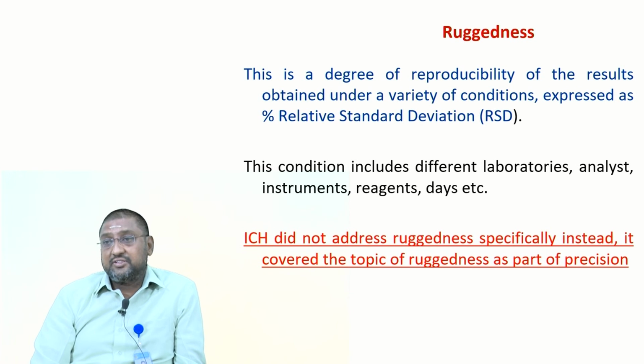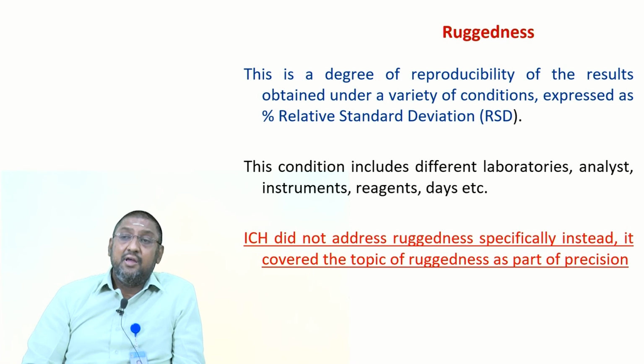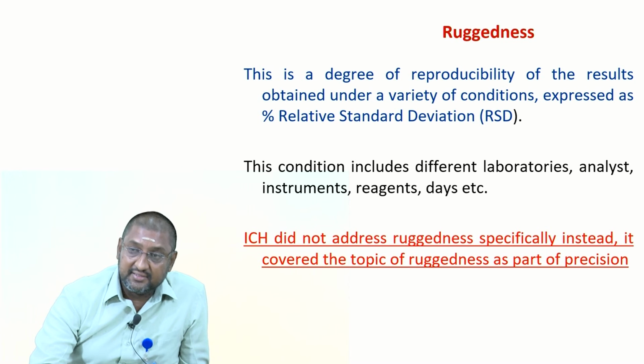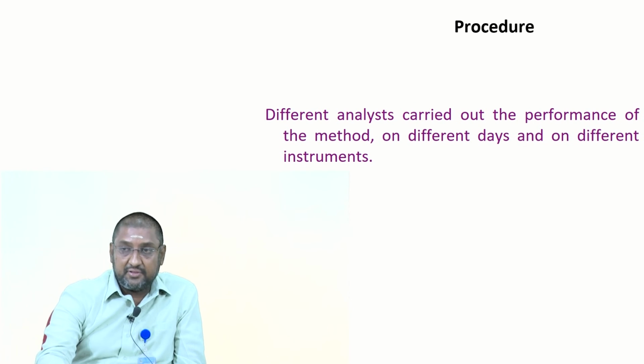So, ICH did not address ruggedness specifically, instead it covered the topic of ruggedness as a part of precision, because in ICH they mentioned it in the precision itself. But if you go to the USP guidelines, it is mentioned as ruggedness. So, what is the procedure? It is nothing but different analysts carrying out the performance of the method on different days on different instruments.